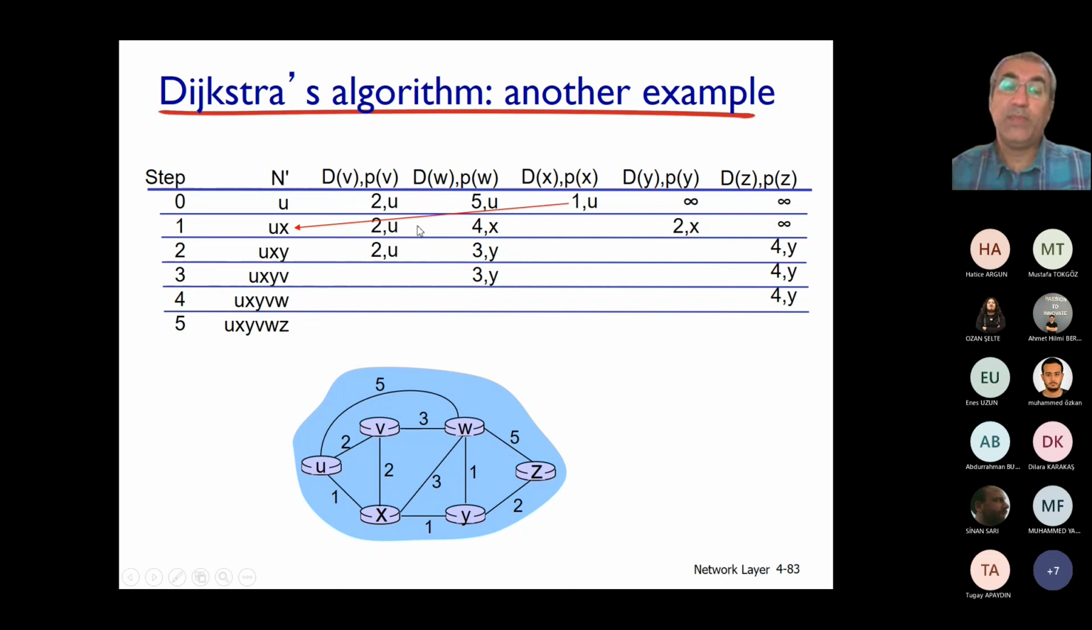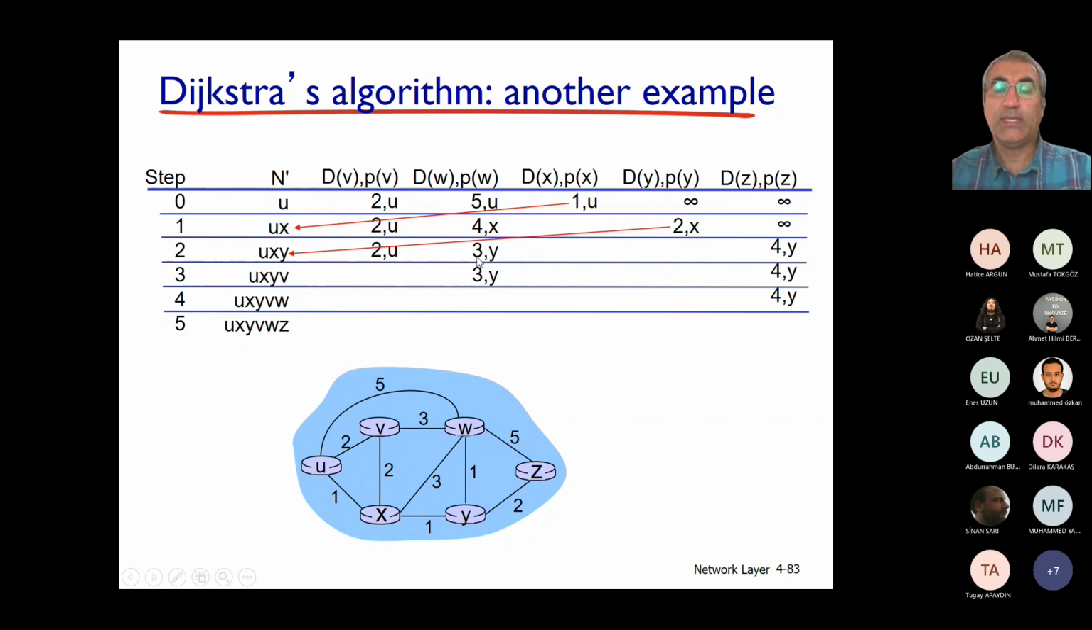Okay, what's the minimum in this case? We have 2 candidates. One of them is node V, the other is Y. You can select any one of them. It's not a problem. So let's select the Y node. We add the Y node to the N' set. Now, let's look at the value of V. Still the minimum one is 2, so we don't touch that value.